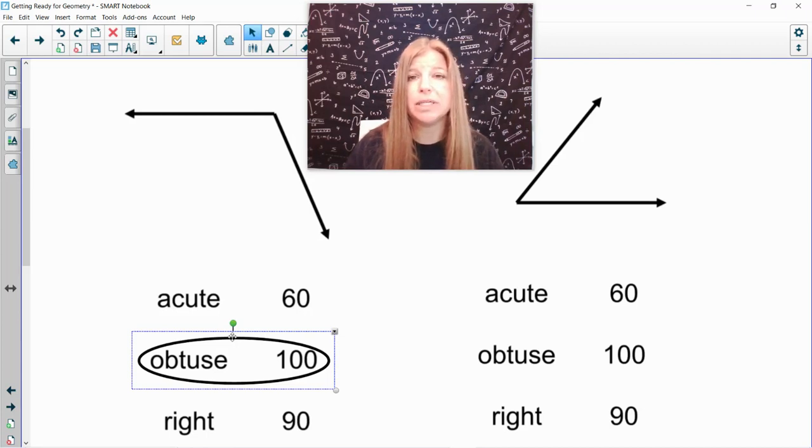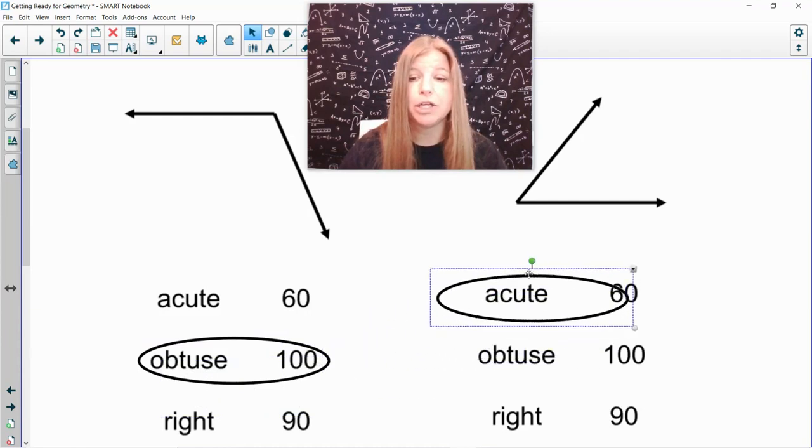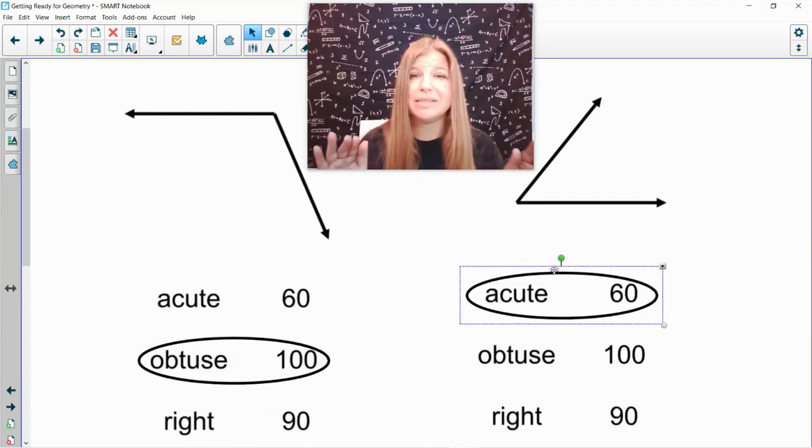Whereas the next one, that angle over on the right, does that look like it's a right angle, a perfect corner? Does it look like it's greater than a right angle? Does it look like it's actually less than a right angle? And if you said less, you are correct. So that problem would be acute. And a good estimation of that angle would be about 60 degrees. It's more than halfway to the right angle, a little bit bigger, but not 100% there.